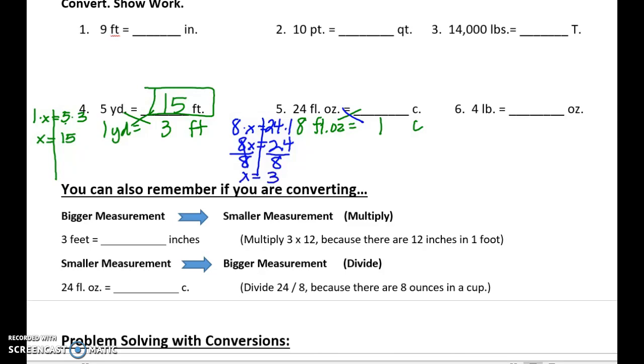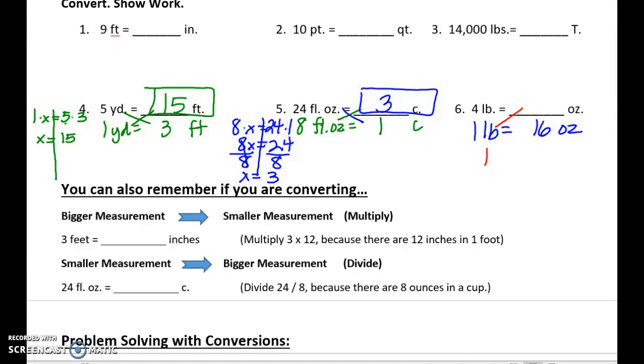Is that what you ended up with? Yes. So I'll put 3 on the line. Okay. Now I'm on to number 6. How many pounds equals how many ounces? 1 pound equals 16 ounces. And you looked on your reference sheet, and it was 1 pound equals 16 ounces. Excellent.